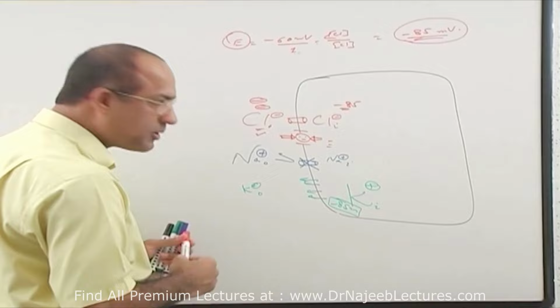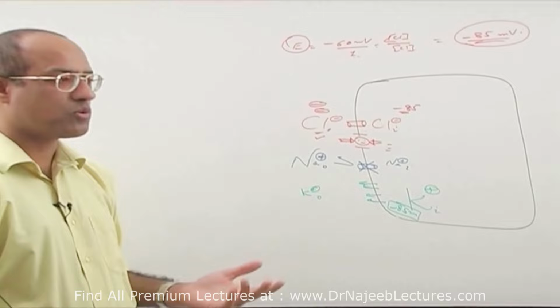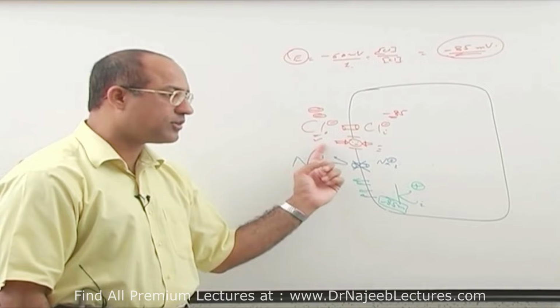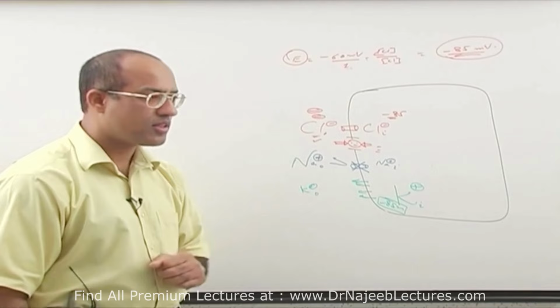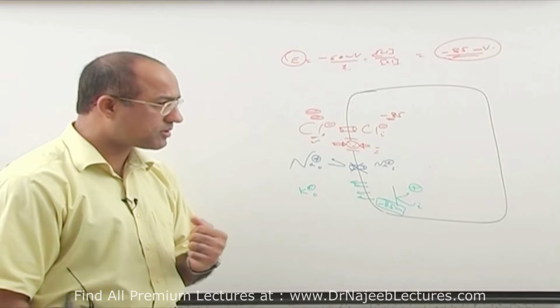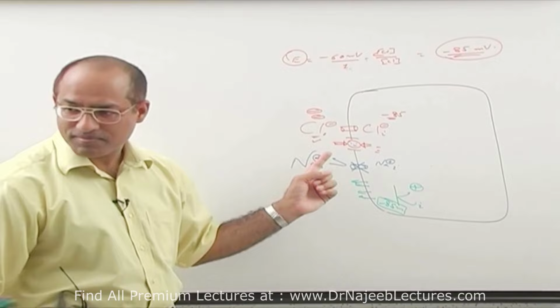Due to this reason, practically speaking, chloride ions do not play any significant role in the resting membrane potential, in spite of the fact that they have a concentration gradient across the membrane, and in spite of the fact the membrane is permeable to them, because the membrane potential is already at the equilibrium potential of chloride. Am I clear? Did I say chloride or potassium? Chloride. Okay, so that is what you have to remember.